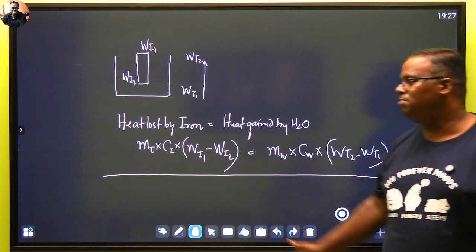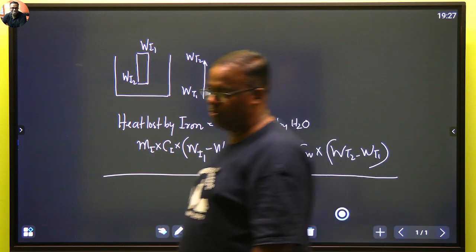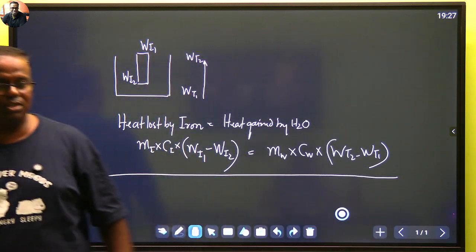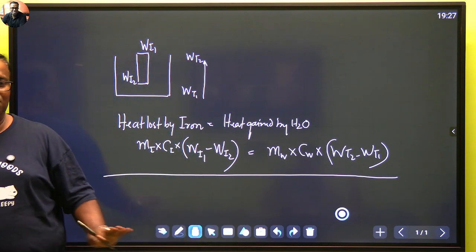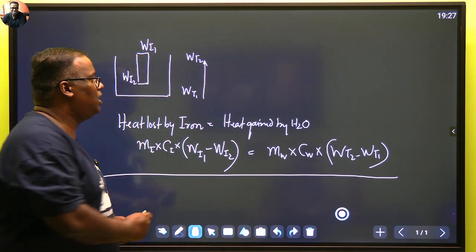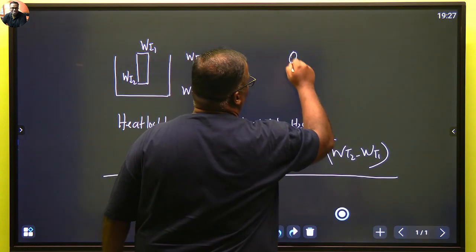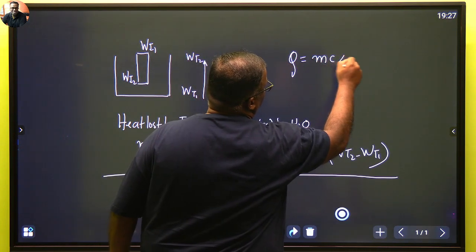This is the most complex way I have tried to explain it. If you have understood this complex way, then your book problem will appear very easy. Remember, for heat absorbed by a body, just keep this formula in your mind: Q equal to mc delta T. That's it.